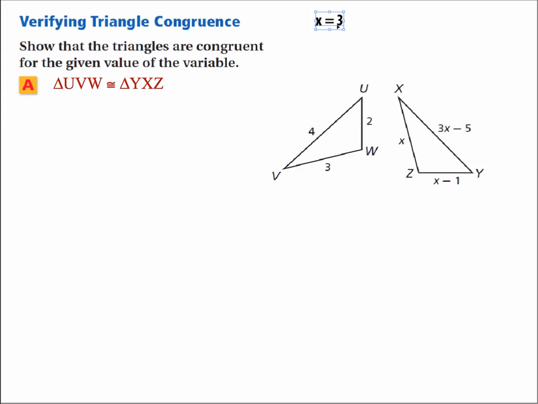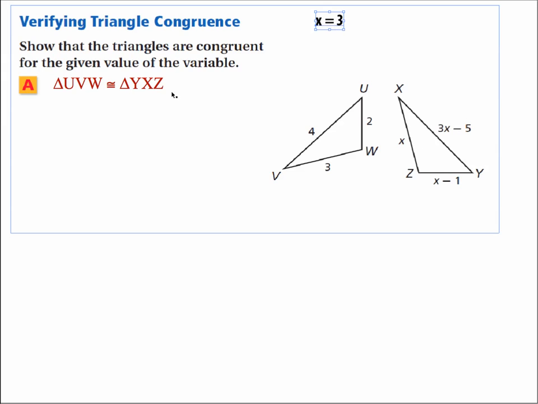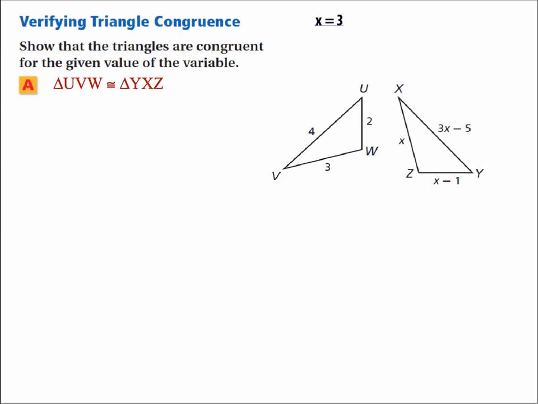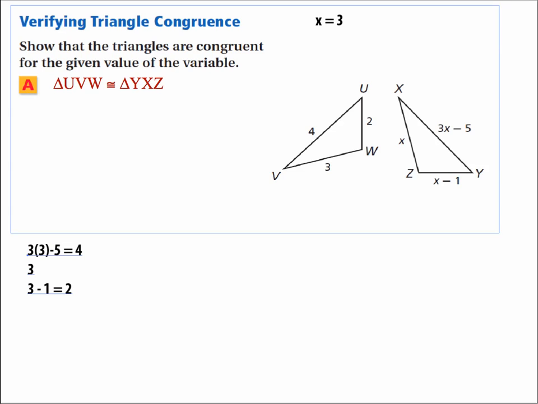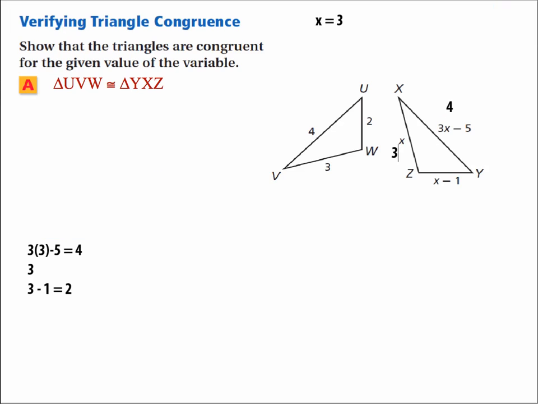What I'm going to do is just plug in the value of x into these three expressions right here. So let's just go ahead and do that real quick. 3 times 3 minus 5, well, that's equal to 4. x equals 3 is just 3, so XZ is 3. 3 minus 1 equals 2. So what we end up getting is this side here is 4. This side here is 3. And this side here is 2.